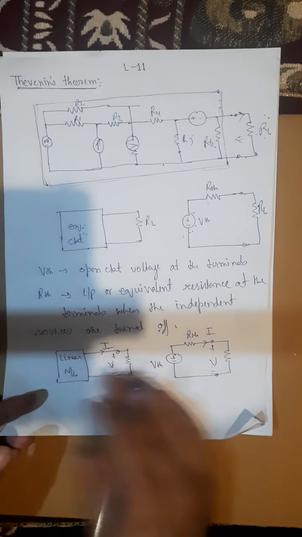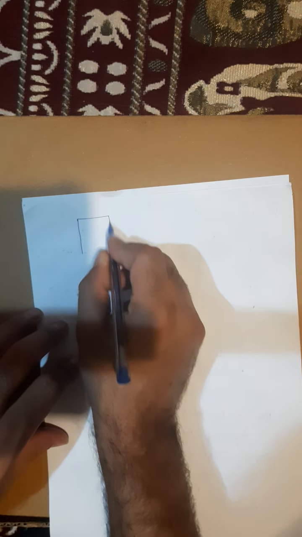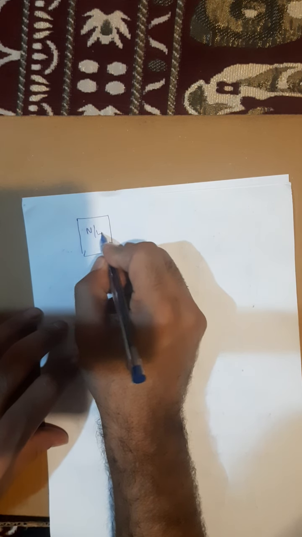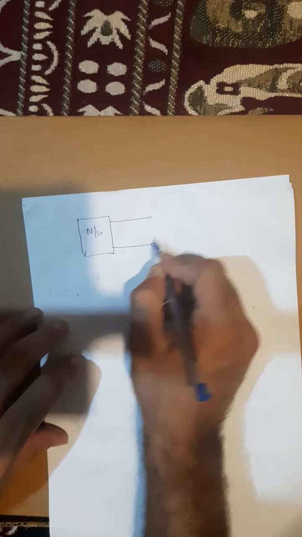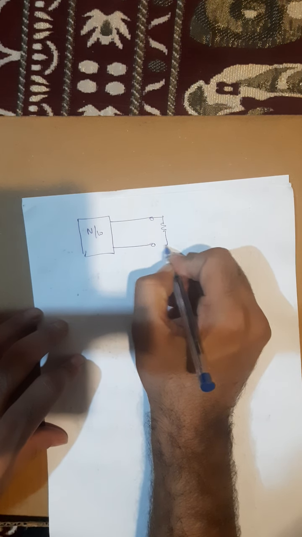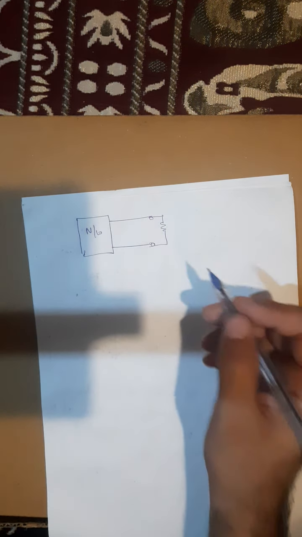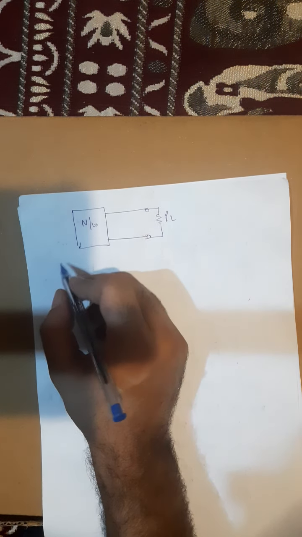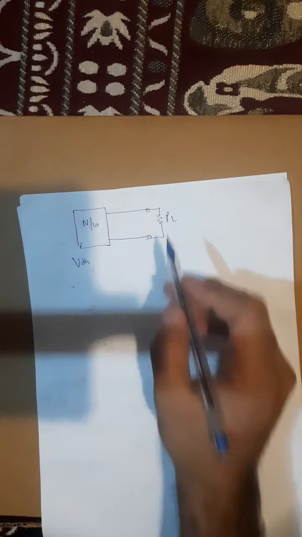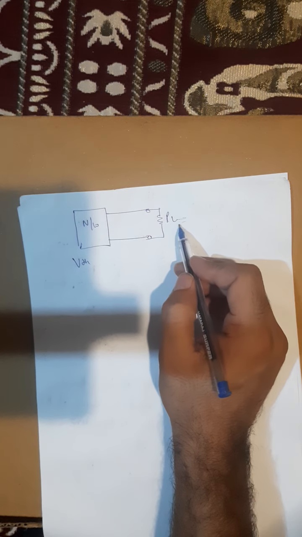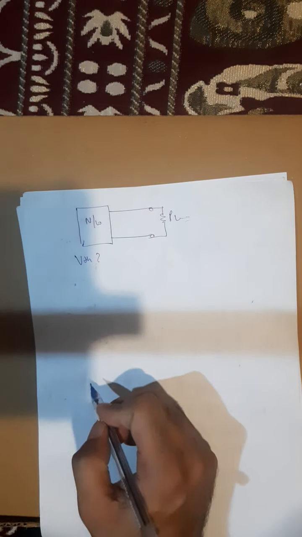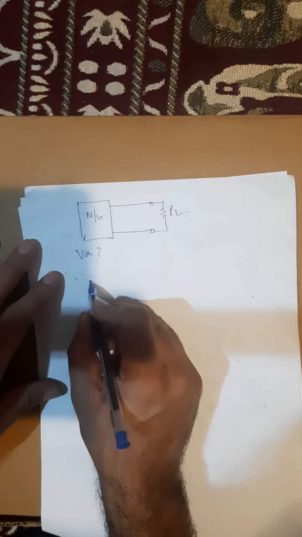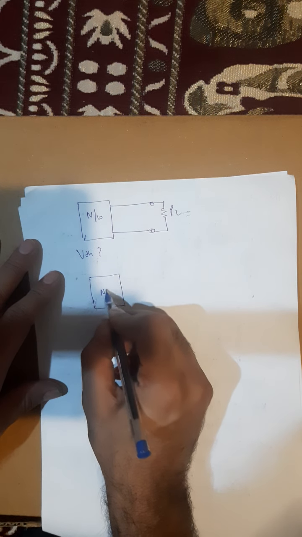Suppose I have a circuit. I will take a simple circuit right now. So this is my network, and this is my load, this is my RL. So this is for calculating VTH. What I will do is remove this load. So after removing the load, how will the circuit look? The circuit will look like this. This is my network.